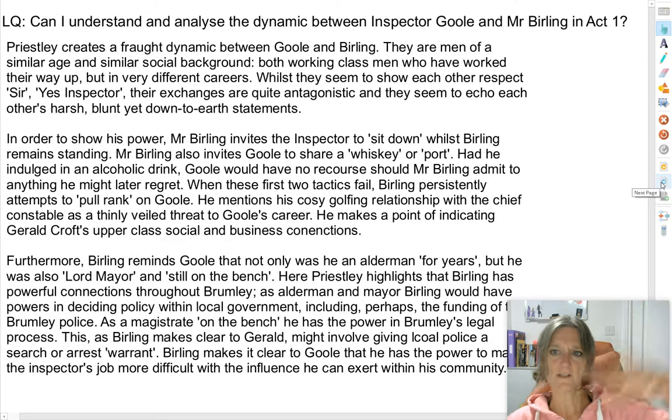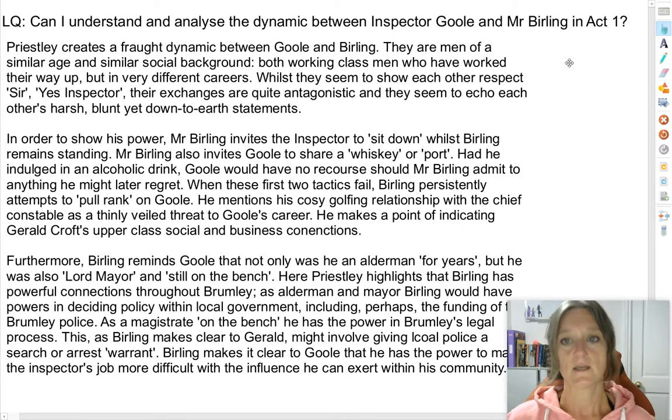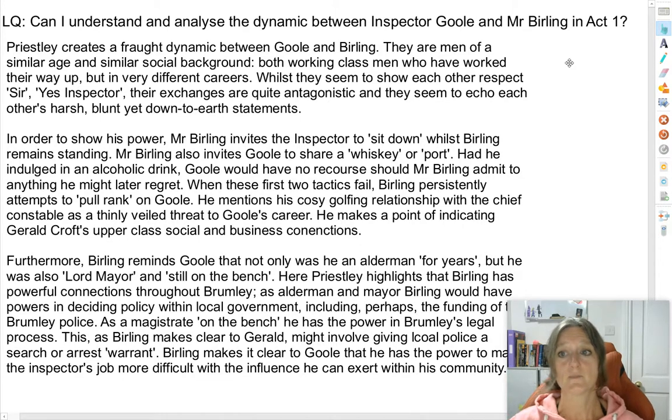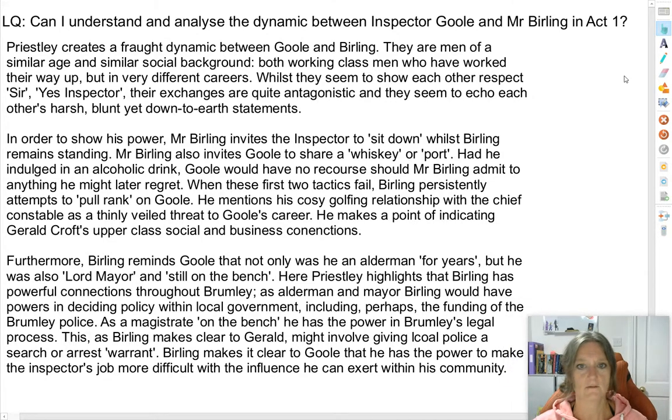And then I've kind of written this almost like an essay. So the second part of the learning question, can I understand and analyse the dynamic between Inspector Goole and Mr Birling in Act 1? And so I'll just read through this for you. It's kind of like a mini essay. Priestley creates a fraught dynamic between Goole and Birling. So fraught means kind of tense and uncomfortable.